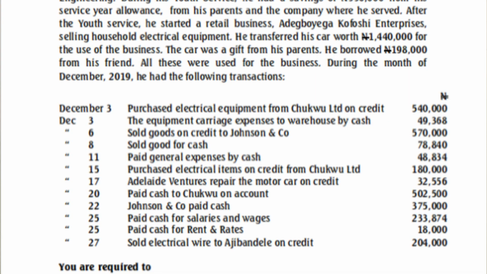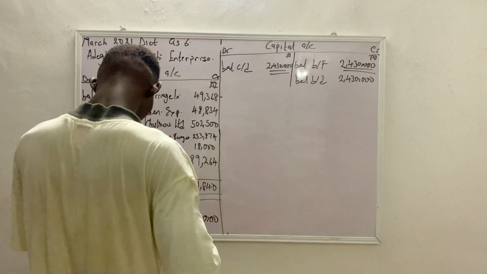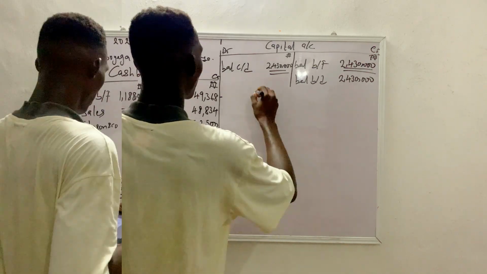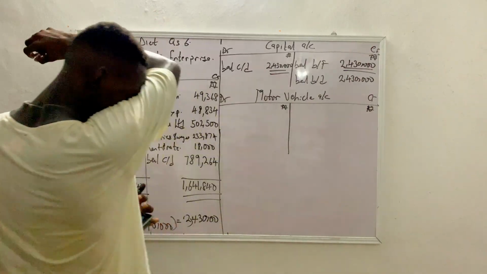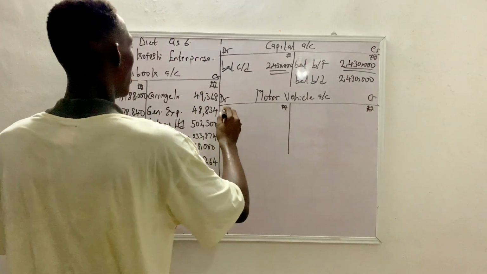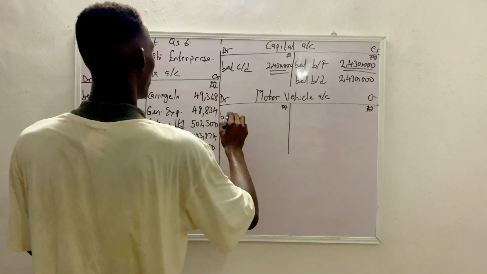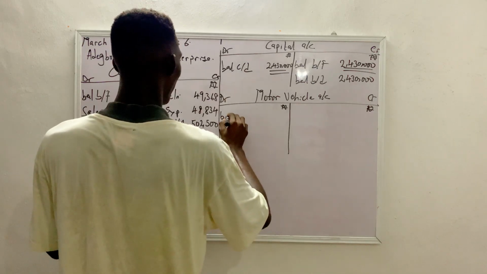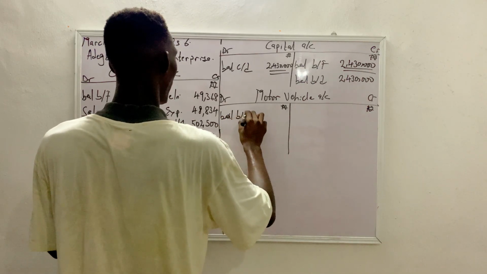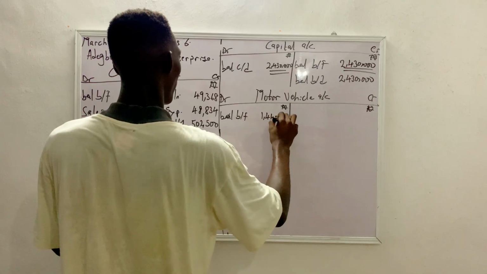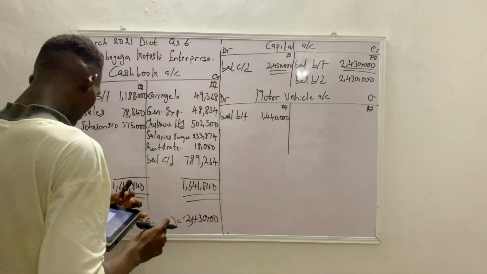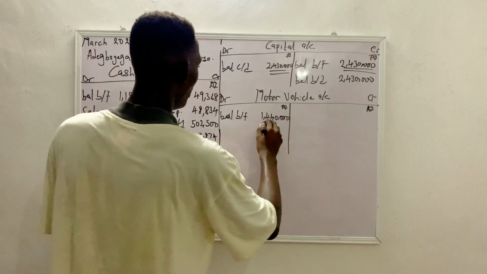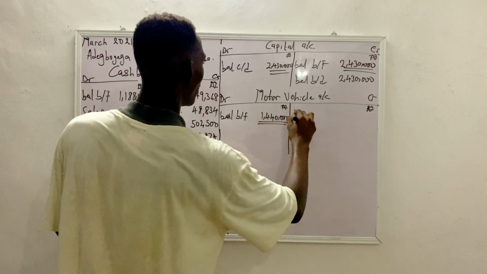Then let's create another account for our motor vehicle. I'm following the structure of the question. So let's create motor vehicle or motor car account. Let's call it motor vehicle, 1.44 million. Our motor vehicle falls under an asset. Alright, so there's nothing that relates to motor vehicle for the year, so we round it up here.